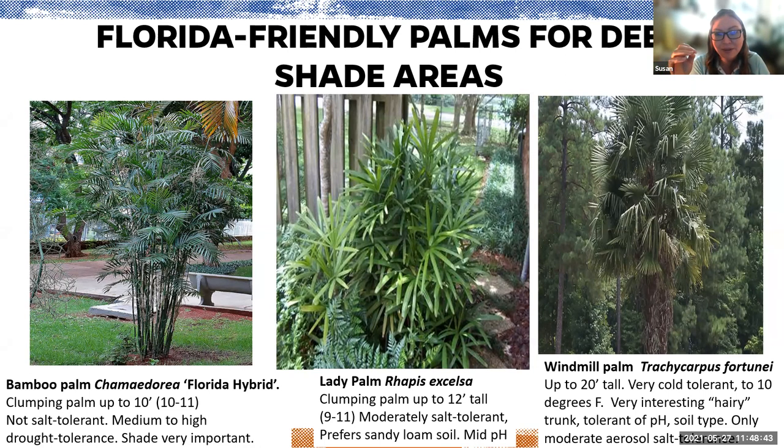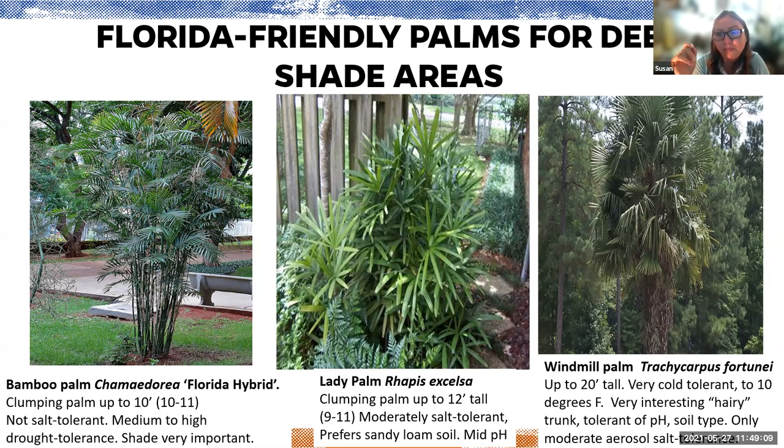And the lady palm, Rhapis excelsa, is another one that's a clumping palm. It doesn't look quite as much like bamboo as the other one does, but it does have a very Asian look to it, especially as it matures. It does get up to about 12 feet tall, and it's moderately salt tolerant and likes a mid-range pH.